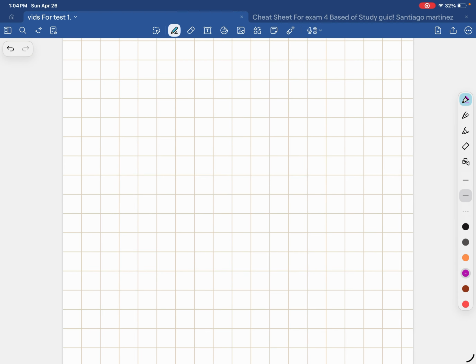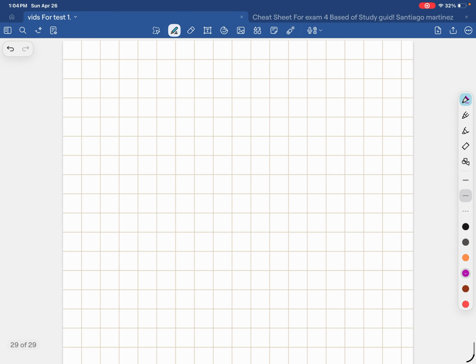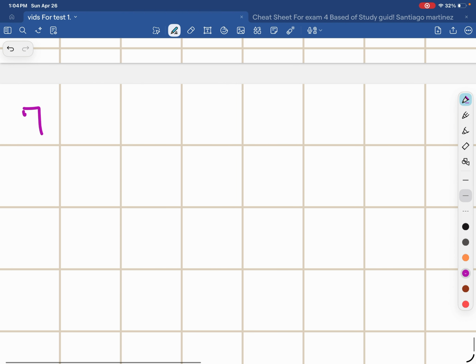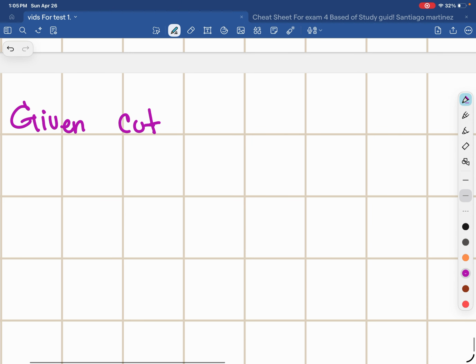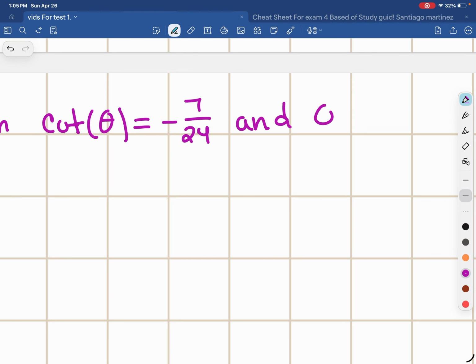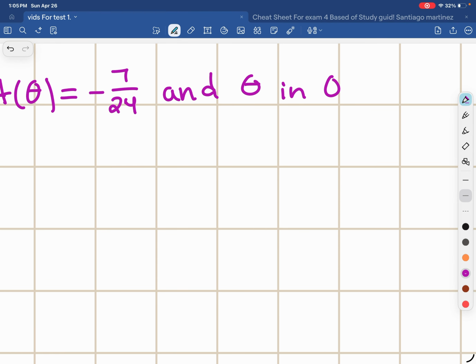Today we're going to be going over problem 7 of exam 4. And I'm going to dive into how to do this right now. So problem 7, let's write it out. Problem 7 is we're given certain information. So we're given cotangent of theta is equal to -7 over 24. And theta happens to be in quadrant 2.